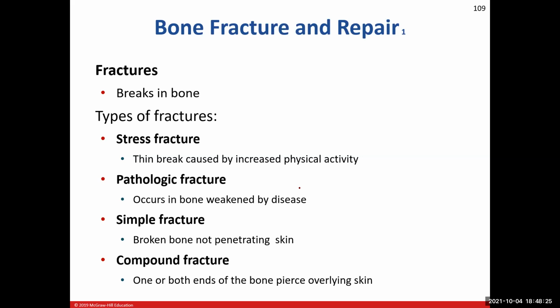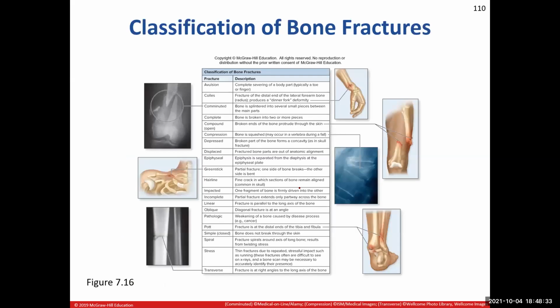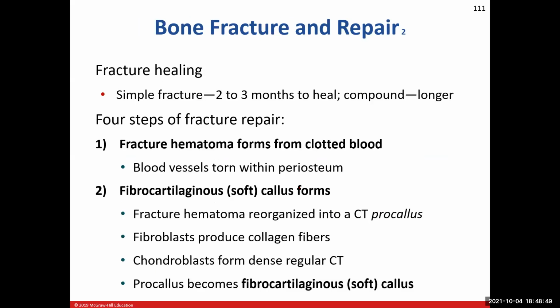Simple and compound fractures. A simple fracture is a broken bone that's not penetrating the skin. A compound fracture is a broken bone in which one or both pieces of the bone have fractured or pushed through the skin. All right, so this figure 7.16 is showing you all the different types of fractures there. If you want to take a closer look, be my guest. It's always interesting to see. But I want to talk about the last part here of chapter 7, and that is bone fracture and repair.